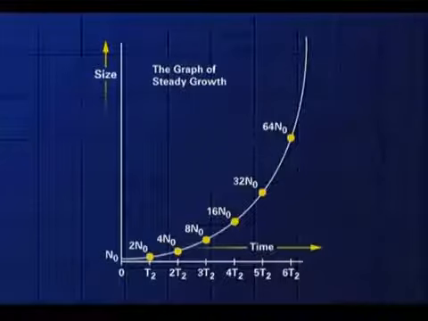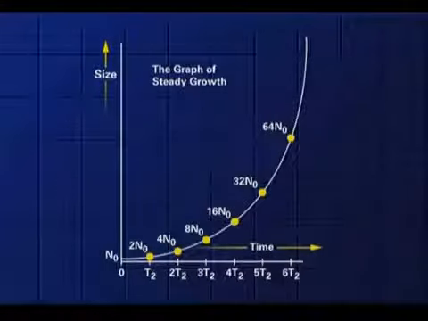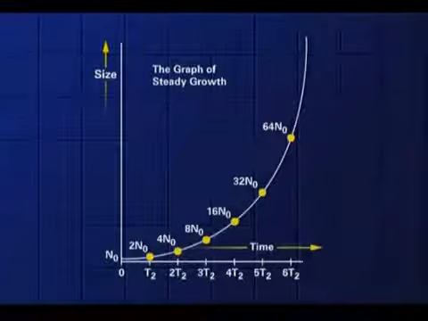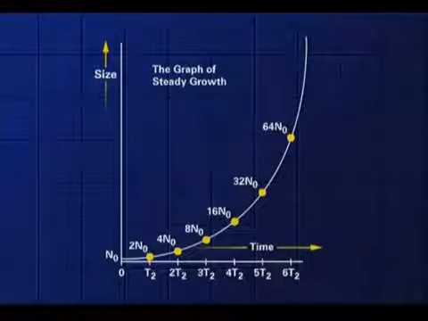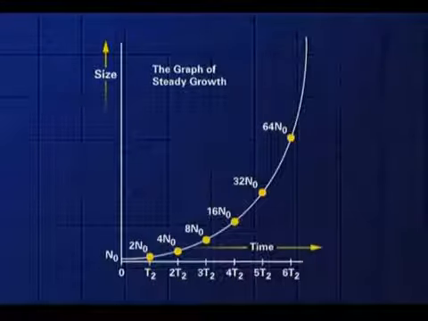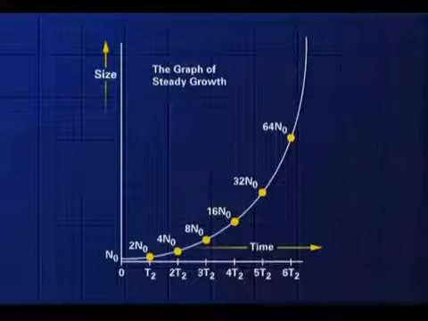Well, let's look at a generic graph of something that's growing steadily. After 1 doubling time, the growing quantity is up to twice its initial size. 2 doubling times, it's up to 4 times its initial size. Then it goes to 8, 16, 32, 64, 128, 256, 512.